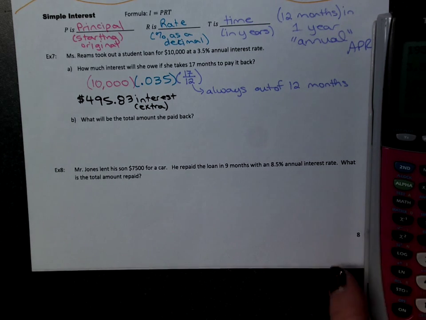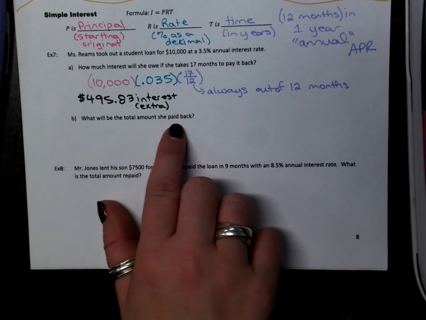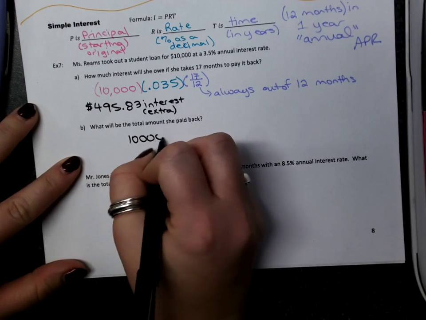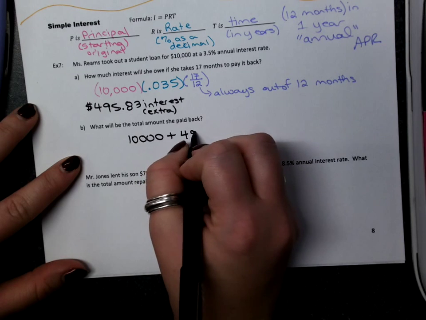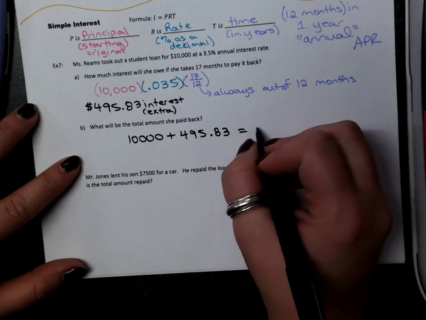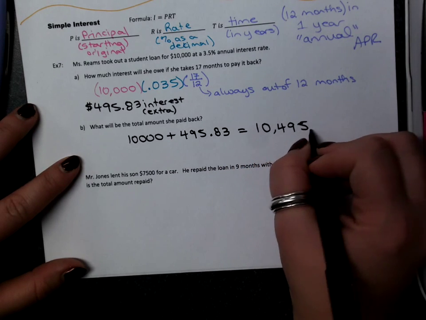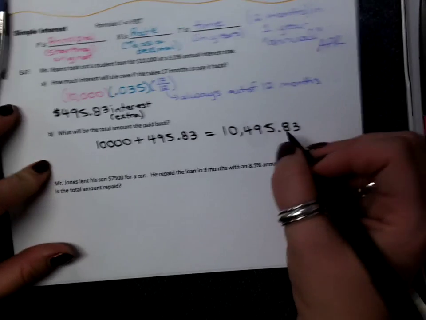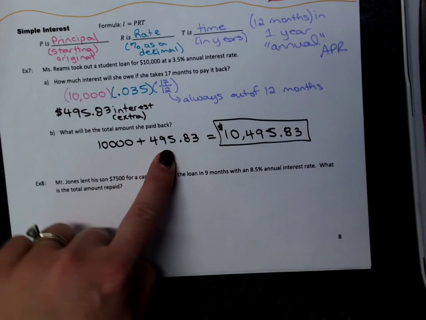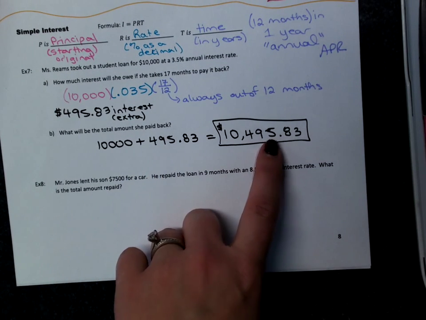$495.83. The question you're going to see will say what is the total amount she had to pay back. So that's the $10,000 she owes plus the $495.83. So the total amount she owes is going to be $10,495.83. So on top of the original amount she borrowed, she has to pay an extra $495 in interest. So that's how much she would pay back.